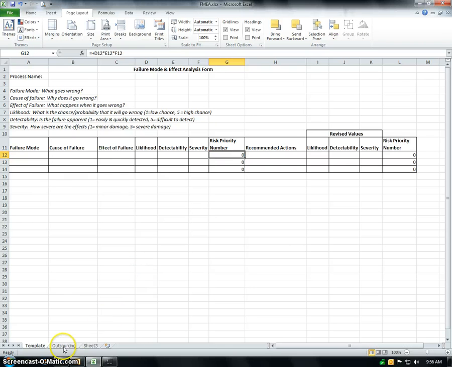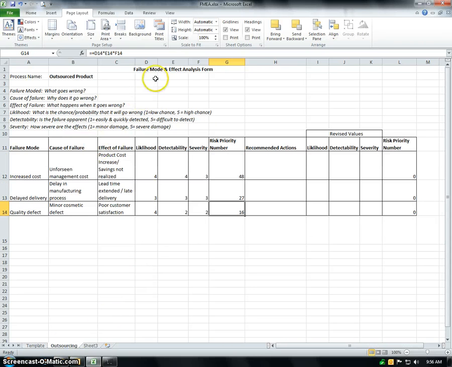And let's take a look at one of these that's been filled out. This was a failure mode and effects analysis, or at least part of one, that was done for a process of outsourcing a product. So let's see what kind of failure modes there were. One possible failure was that there could be increased cost. And why? What was the cause of that increased cost? It was unforeseen management costs.